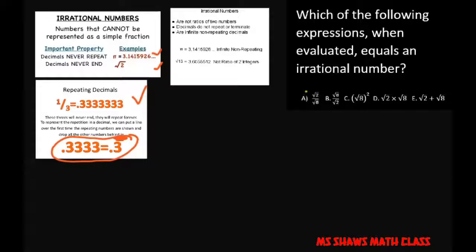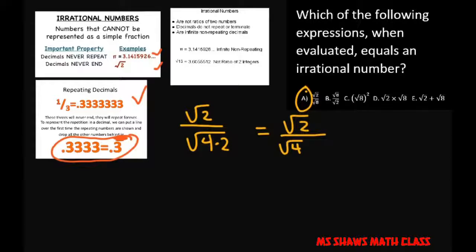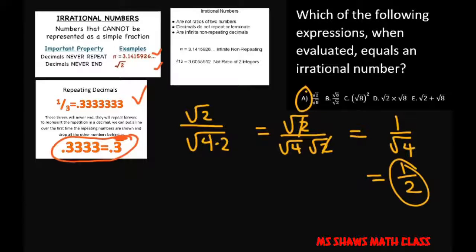So let's try A. The first thing I'm going to do for A is write square root of 2, and then the square root of 8 can be written as 4 times 2. So that's going to equal square root of 2 times the square root of 4 times the square root of 2. These 2 will cancel; when you divide them, they equal 1. 1 divided by square root of 4 equals 1 divided by 2. Now, that's not an irrational number because it can be represented as a simple fraction.